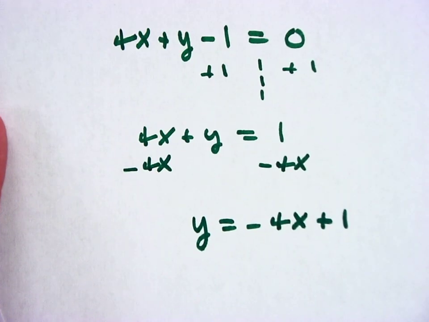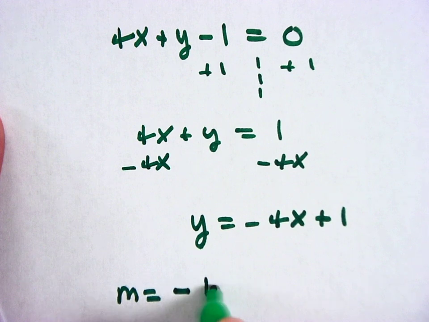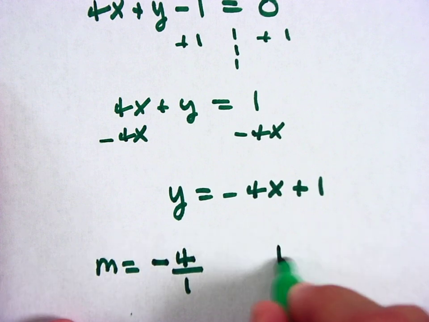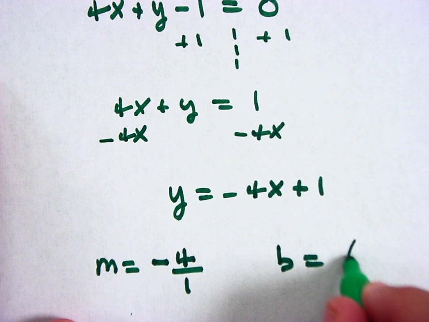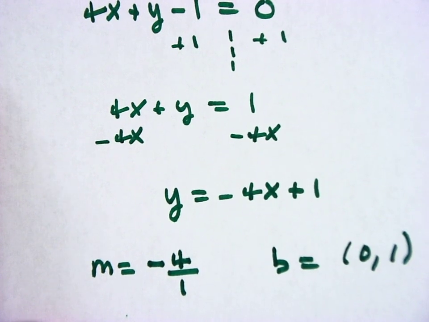Fun stuff. Let's talk money. Your money situation is not looking too good. You are losing $4 every hour. But the good news is at least you're starting with money in your bank account, where B is 0, 1. Excellent. You're starting with $1, but you're losing $4 every 1 hour.